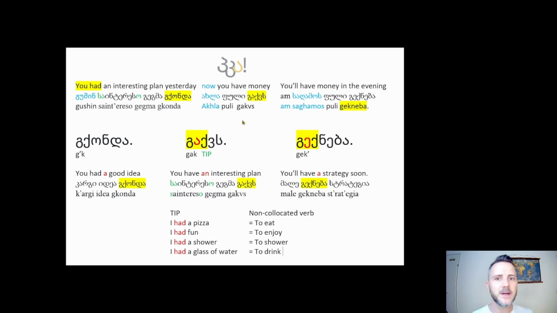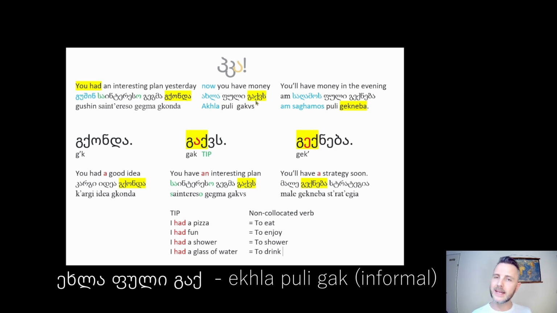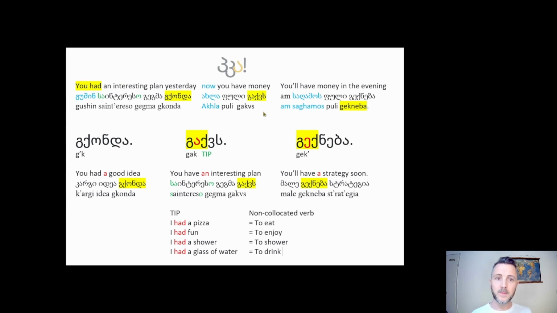Now you have money. Shen achla puli gaks. I will add the tip from the previous slide, I can say echla puli gak. Shen gach echla puli. Using the short street version to say the same thing. But you'll have money in the evening. Am saramos puli gekneba. You will have money in the evening.